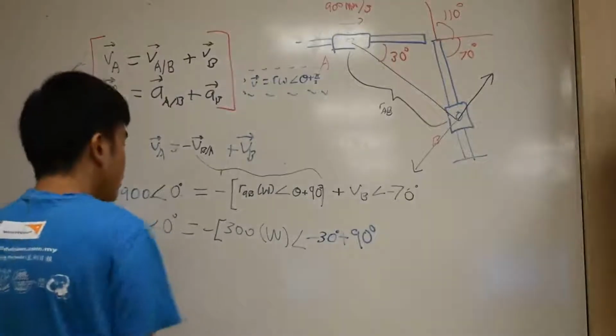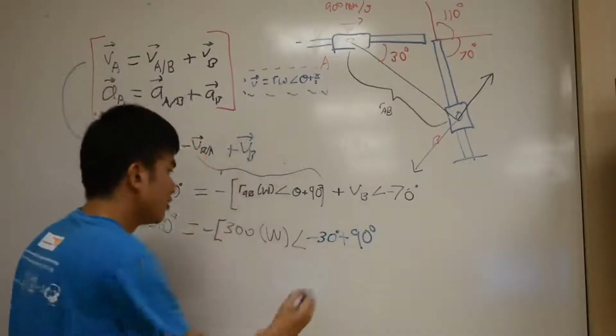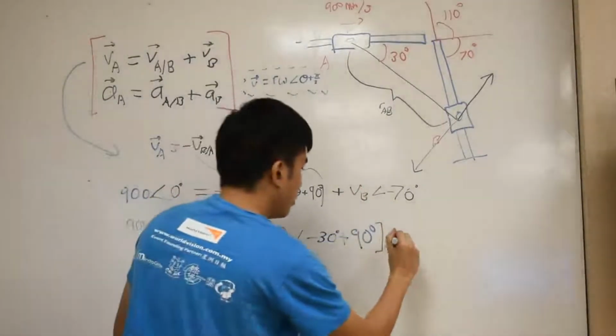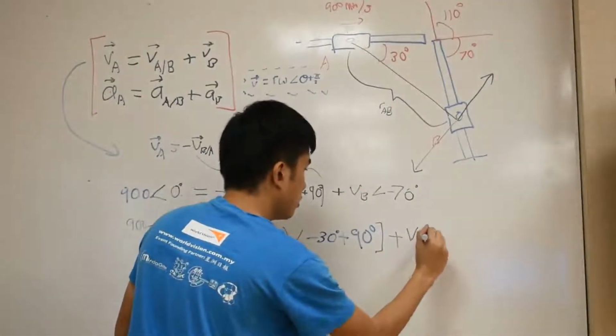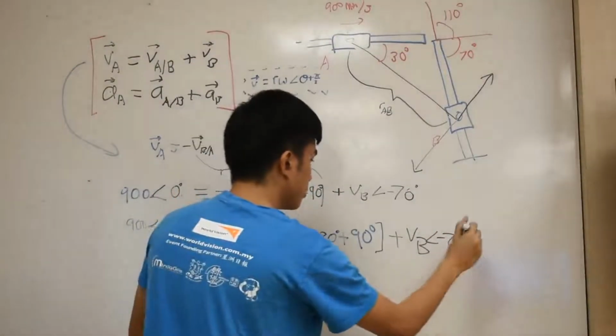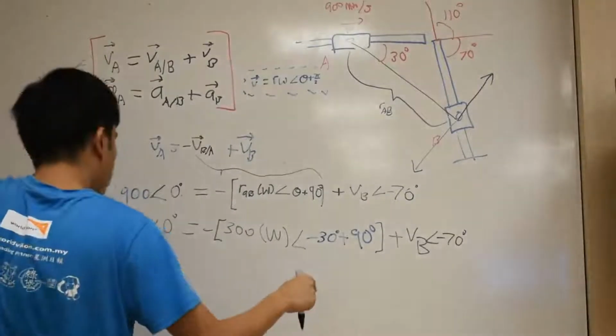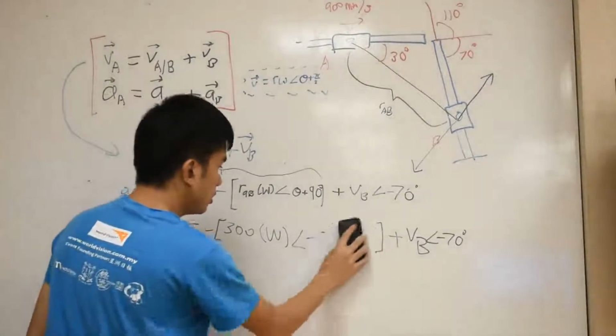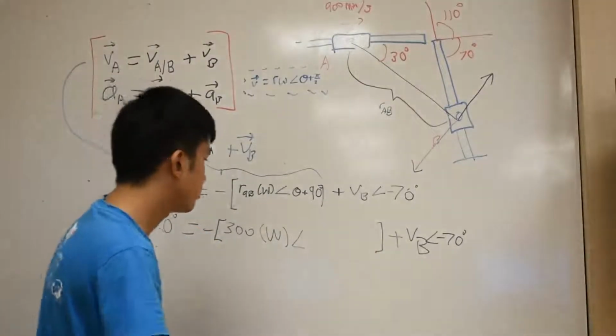So, here, I'll just bracket this whole thing out. Alright, and let's just copy this down, plus VB, direction negative 20. Okay? And actually, we can try to simplify this. Negative 30 plus 90 is actually 60 degrees. It is 60 degrees here.